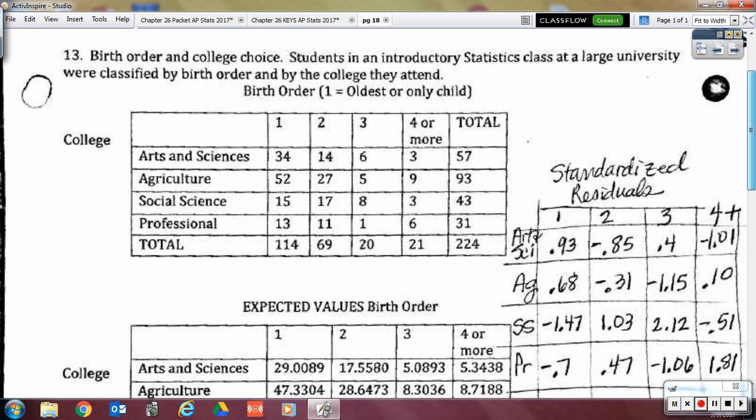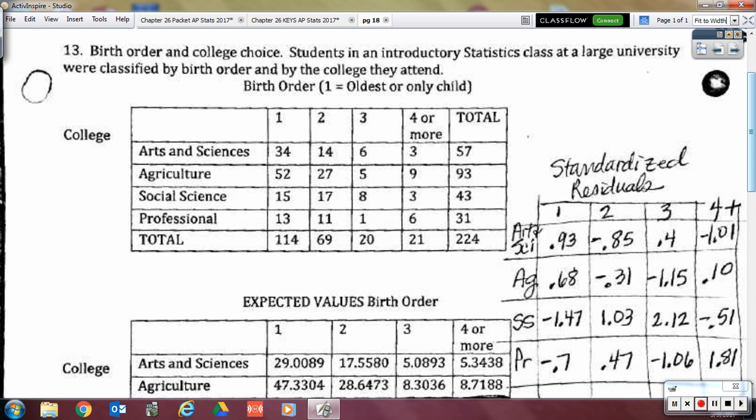Okay, so when you do your conditions, use these numbers up here in our observed amounts. These are birth order and their college major choice. Okay, so I've got 4 groups here. So I'll be saying this is less than 10% of all firstborn children, and this is less than 10% of all secondborn children, and so on. So that's a bit annoying.